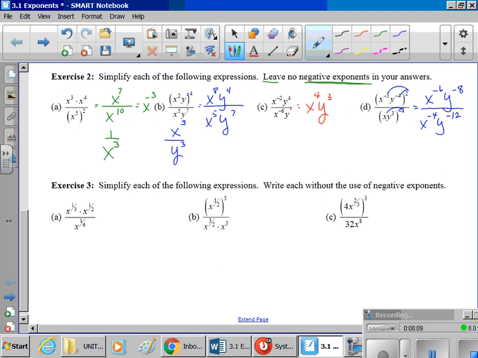Negative 6 minus a negative 4 is x to the negative 2. Right, a double negative is a positive, so it's negative 6 plus 4. And negative 8 minus a negative 12 would be y to the positive 4. But again, we're not using negative exponents, which means we're going to leave the y to the fourth up in the numerator and drop the x squared into the denominator and make it positive.